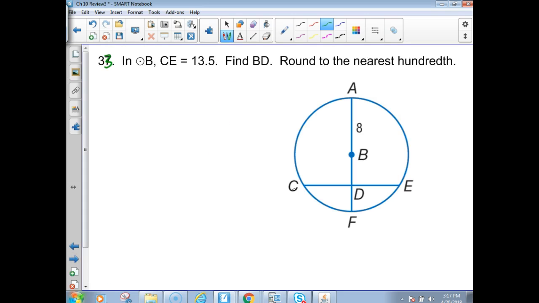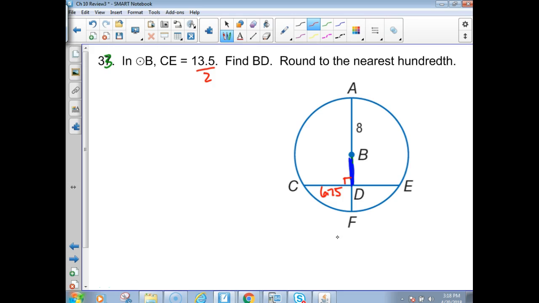33. Okay, trickiest one. Wait, no, this isn't the trickiest one yet. I got one harder, I think. I want to find BD. I have CE is 13.5. Let's divide that by 2 because this radius bisects that chord. 6.75, right? This is a right angle here. Radius is perpendicular to that chord.